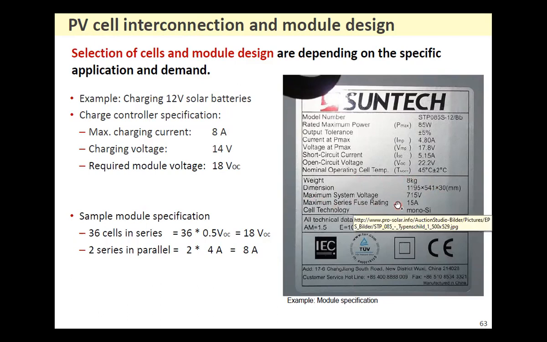The maximum system voltage, that is if in case 715 volts appear across this panel for a moment, it can sustain. And this is the rating that although its short circuit current is 5.15 ampere, in case somewhere somehow 15 ampere current flows when the voltage is 715 volt due to any short circuit condition, then this can sustain. And these are the standards.